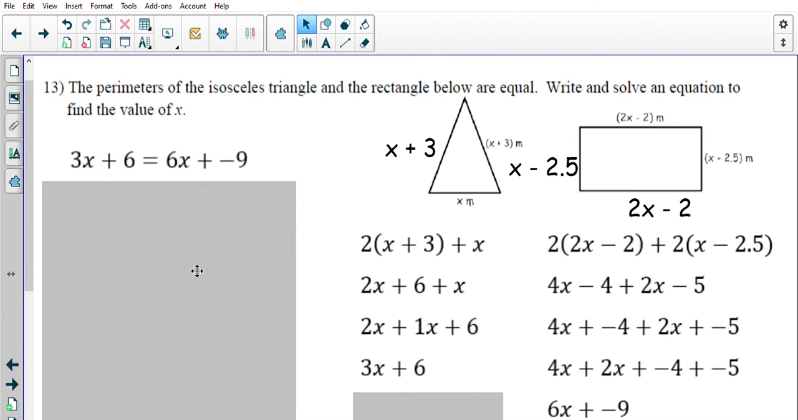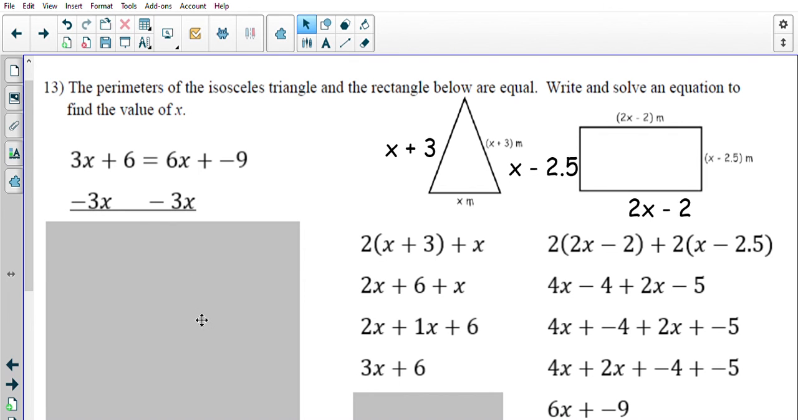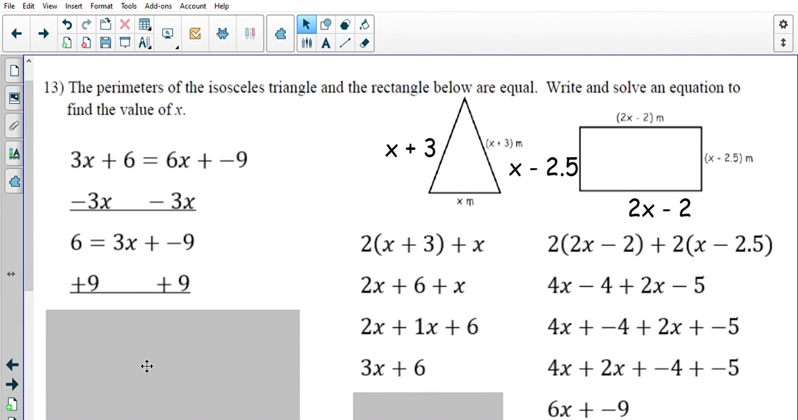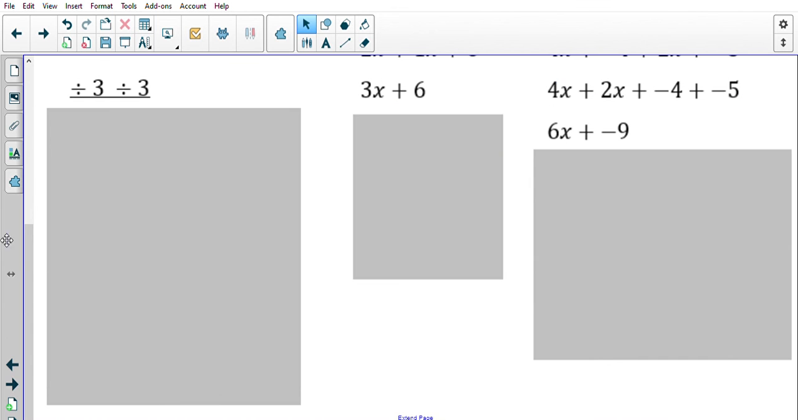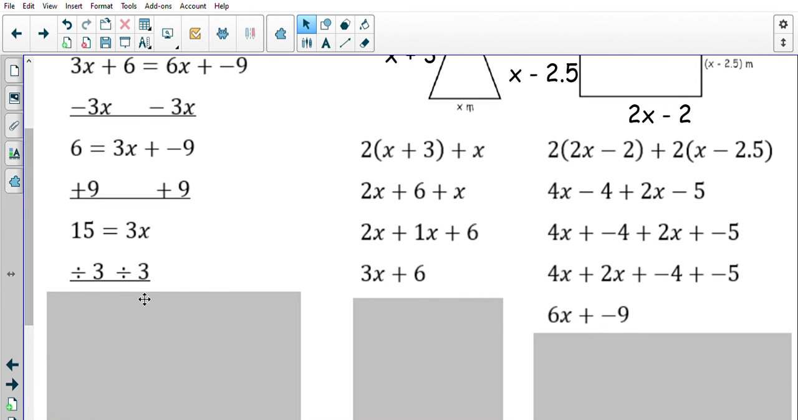We have 3x plus 6 equals 6x plus negative 9. We've got a 3x and a 6x. The smaller variable expression is 3x, and it's positive, so I'm going to subtract 3x from both sides. That gets us 6 equals 3x plus negative 9. The inverse of adding negative 9 is to add a positive 9 to both sides. That gets us 15 equals 3x. Divide both sides by 3. And that means that x has to equal 5.